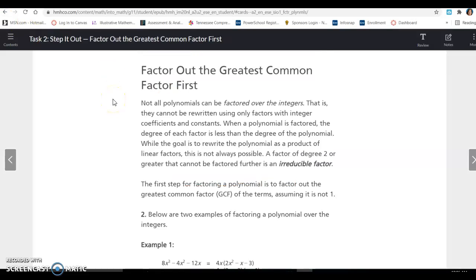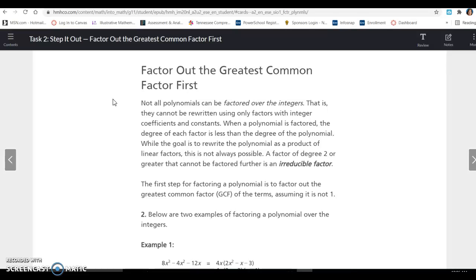This is lesson 4.4, task 2. Factor out the greatest common factor first. Not all polynomials can be factored over the integers. That is, they cannot be rewritten using only factors with integer coefficients and constants. When a polynomial is factored, the degree of each factor is less than the degree of the polynomial. Remember, degree is your highest exponent.